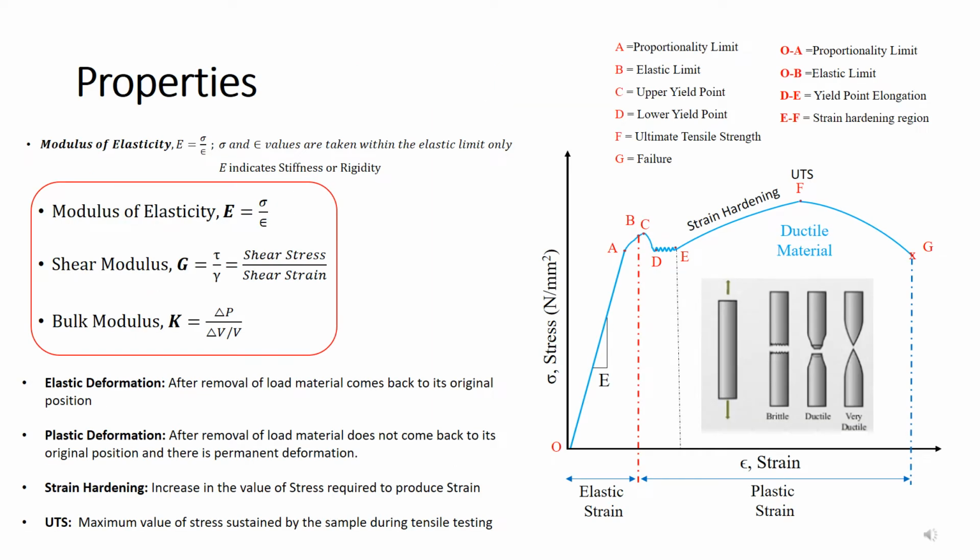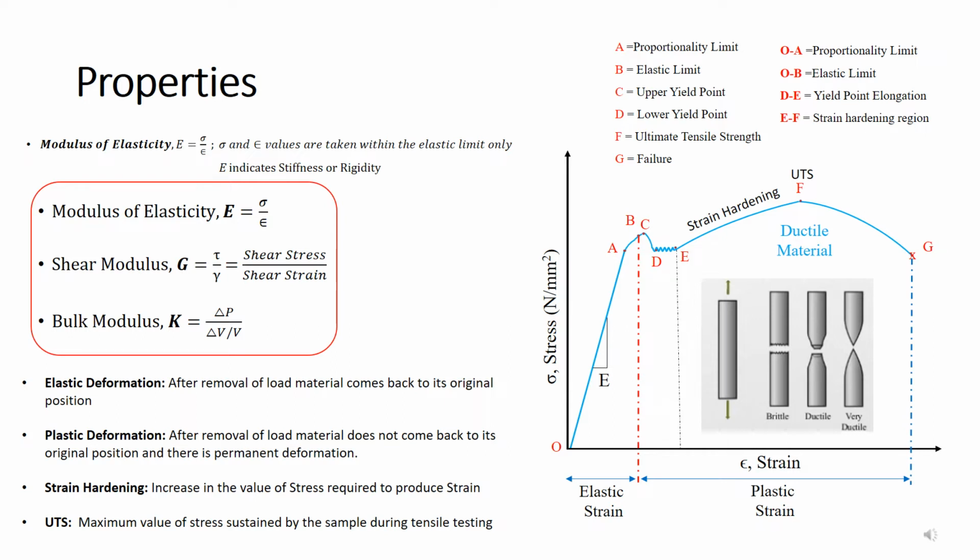So here this figure shows the stress and strain curve obtained for the mild steel during uniaxial tensile loading. A separate video is there in which all important points on the stress and strain diagram have been discussed.